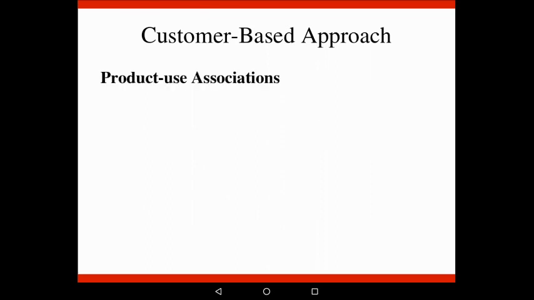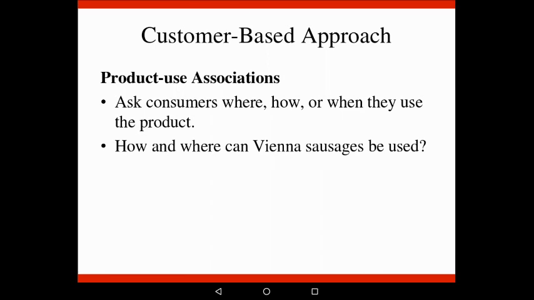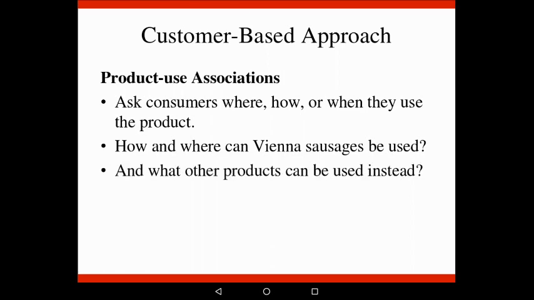Okay, then we're going to look at product use association. So we look now at customer choice, that's a customer-based approach, and product use associations or product use attributes. And in this one, you ask a consumer where, how, or when they use the product. Where, how, or when. So we'll use an example of Vienna sausages. Where, how, and when can Vienna sausages be used? Well, I'll give you a few examples. And of course, what other products can be used instead of Vienna sausages?